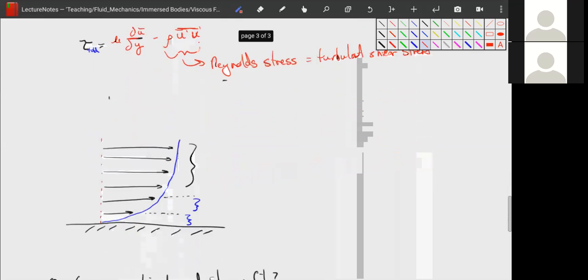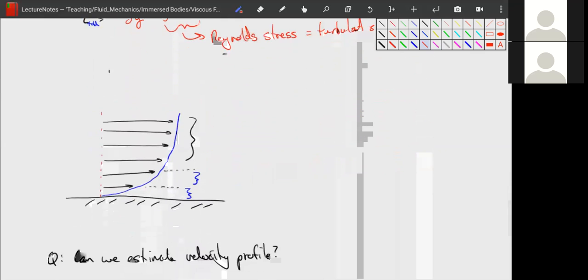Because of this tremendous amount of mixing, we end up taking this boundary layer and splitting it up into three parts. There's a fully turbulent layer, and this fully turbulent layer has all the mixing we would expect.